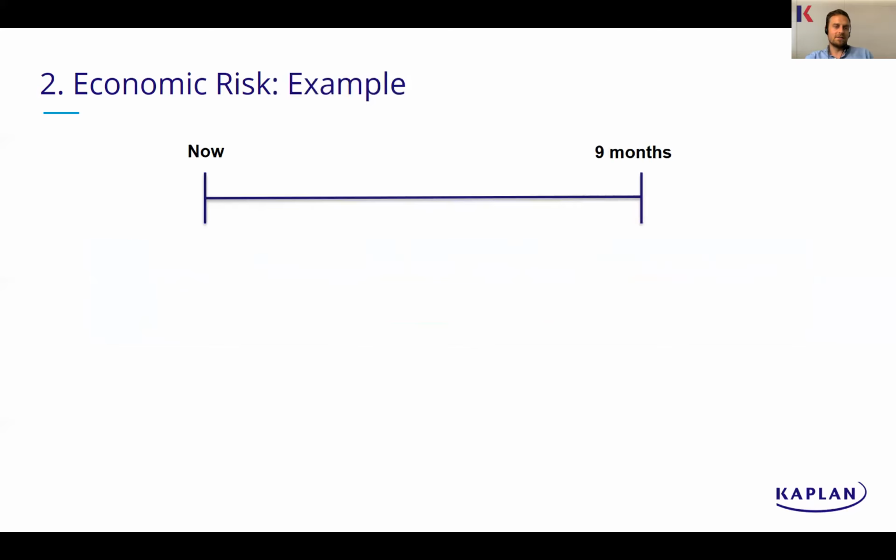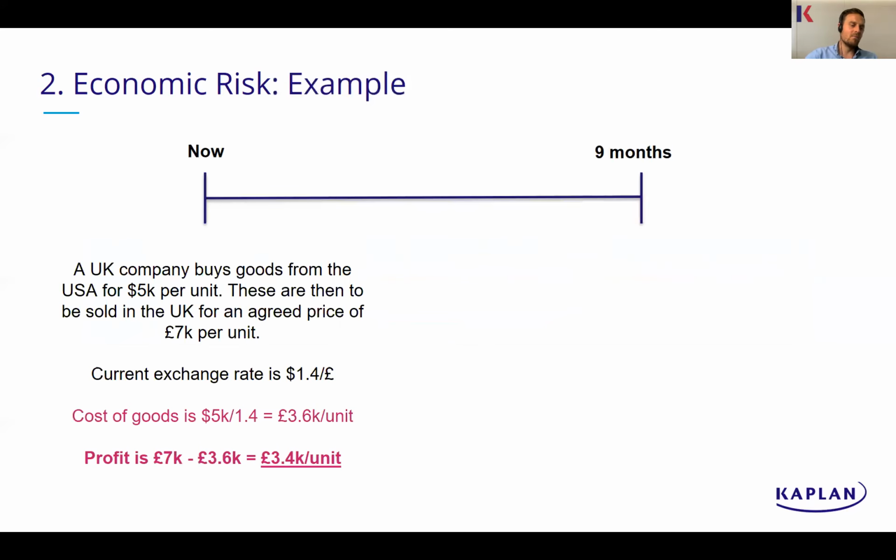Again, let's have a quick look at an example. If we've got a UK company, this isn't a one-off deal now. This is their general trade, and they're buying these goods in regularly for $5,000 a unit. In this little example, I've gone with $5,000 per unit from the US. And then we usually sell them in the UK for £7,000 per unit. So just watch out for that. We're buying them in from the US for $5,000 per unit, and then we sell them for £7,000 per unit back in the UK.